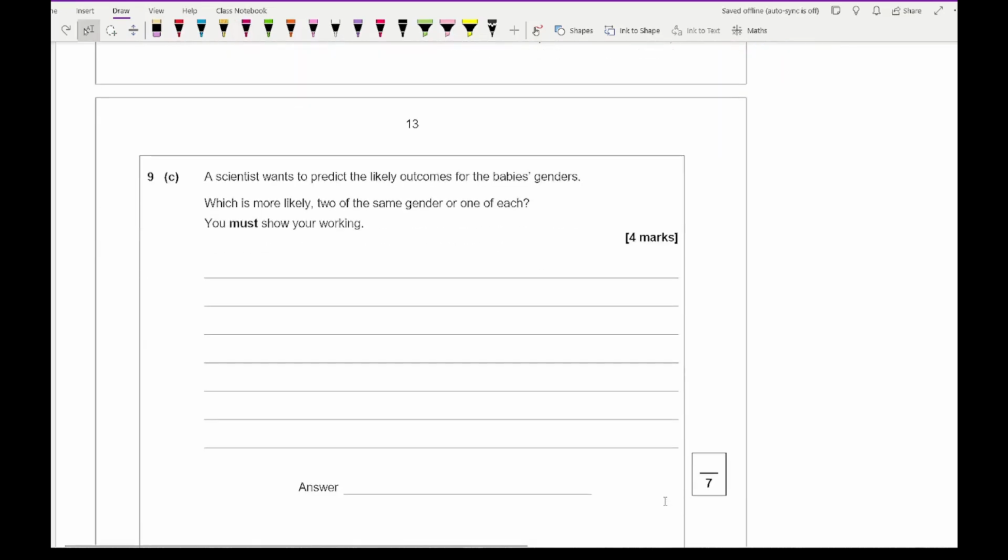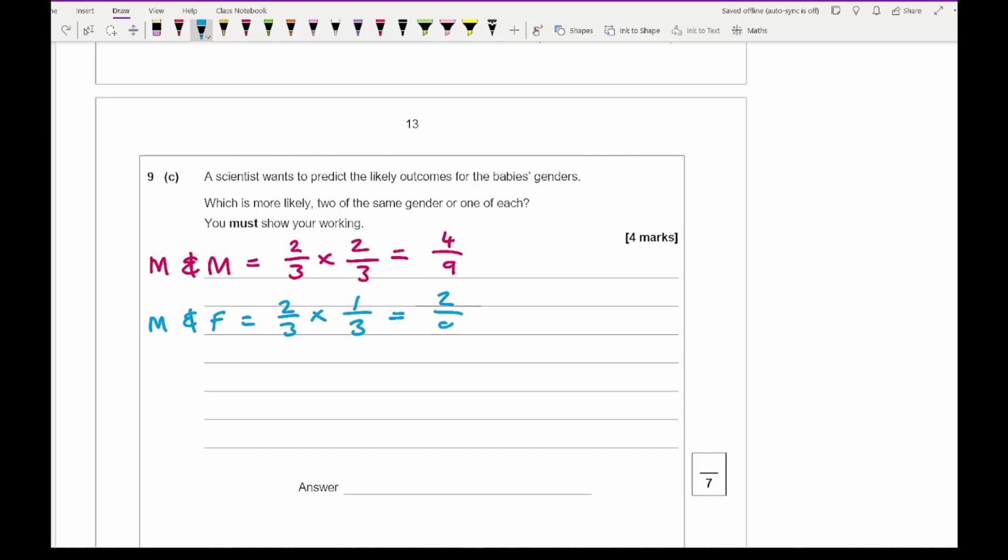Moving on to 9c, it says the scientist wants to predict the likely outcome of babies' genders. Which is more likely, 2 of the same gender or 1 of each? You must show your working. So if we take each category now, male and male. Now when it comes to probabilities, and means times. So male is 2/3, and means times, and we've got another male. So that's going to be 2/3 times 2/3. Then multiplying fractions, we multiply the top 2 numbers and multiply the 2 bottom numbers. So we're going to get 4 over 9. Then if we do male and female, well, that's going to be 2/3 and means times, and a female is 1/3. So that then becomes 2 over 9.